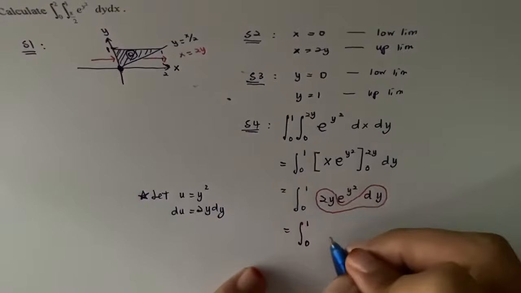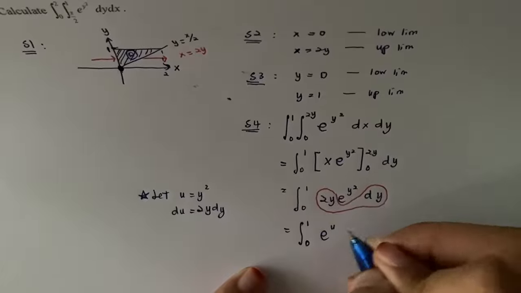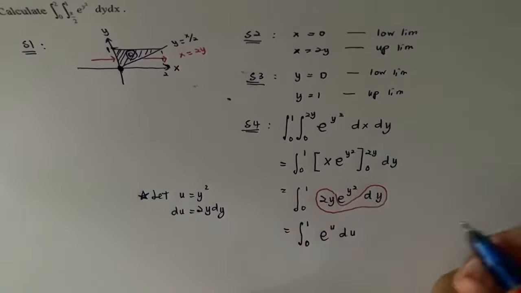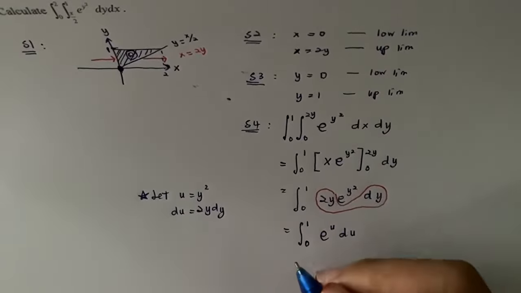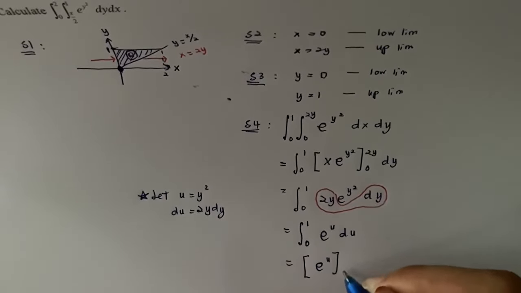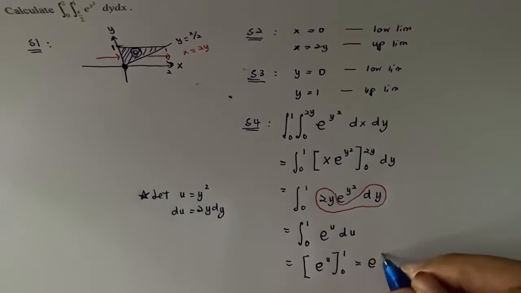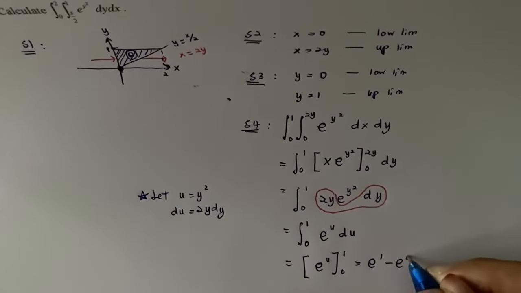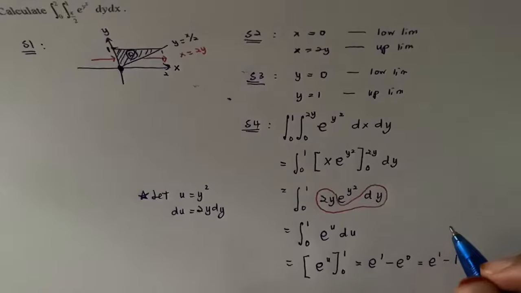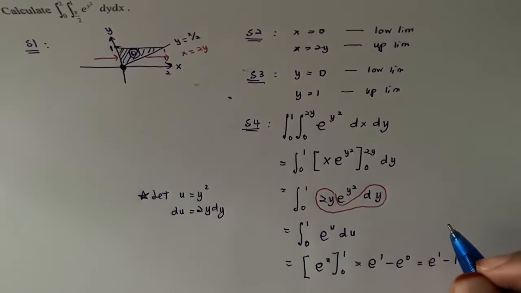So e to the power y square becomes e to the power u du. 2y dy is du. So integrating e to the power u, you have e to the power u. So this is equal to e to the power 1 minus e to the power 0, and as we know, e to the power 0 is equal to 1. So this is one of the reasons why we need to reverse the order of integration.